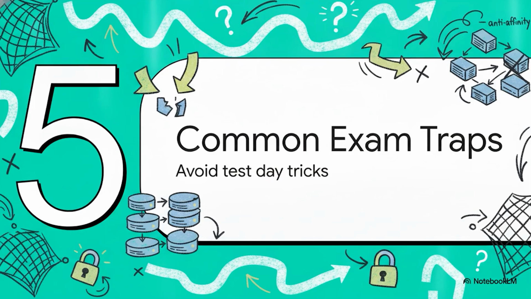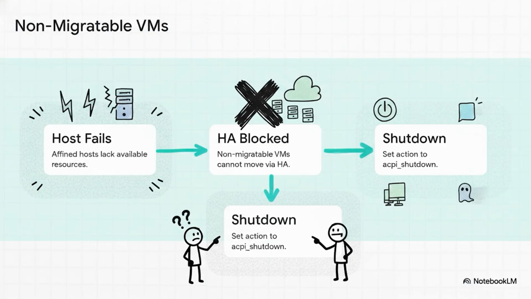Section 5, Common Exam Traps. Do not get tricked on test day. Here's a sneaky one. If a host fails and a pinned VM cannot migrate, you have to explicitly set the non-migratable VM action parameter to ACPI shutdown to power it down gracefully.